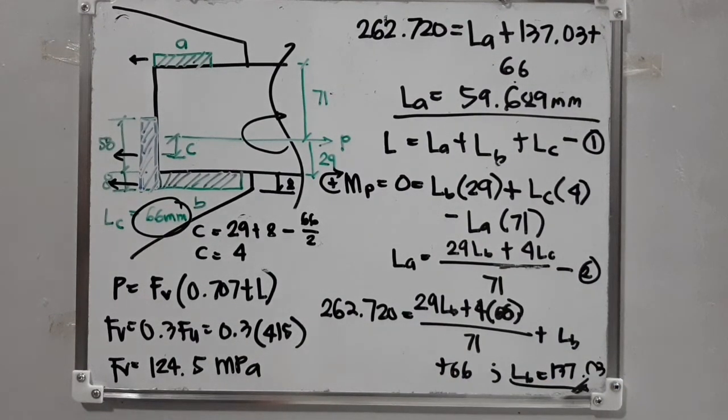So that is your fillet welded connection. It is so easy. You just have to be careful with the position of your LC, with the position of the centroid of the welded connection. And also, be careful with the direction of the moment.